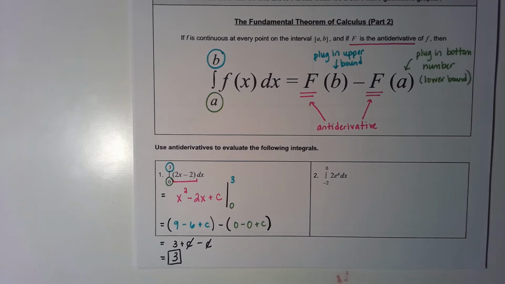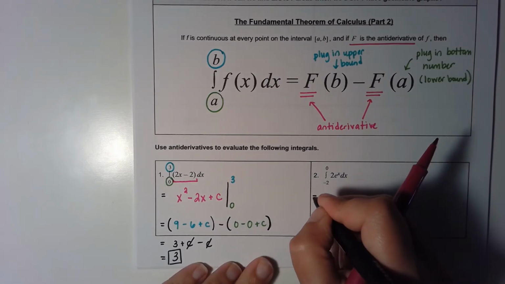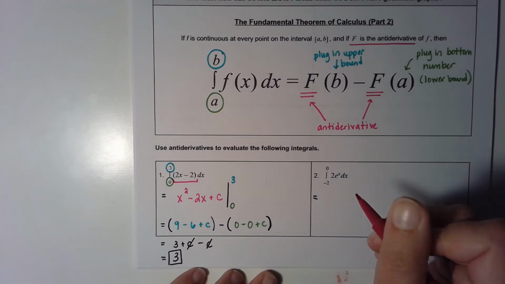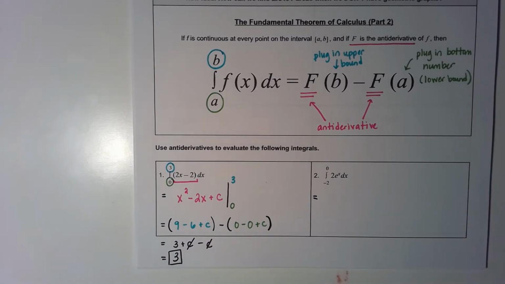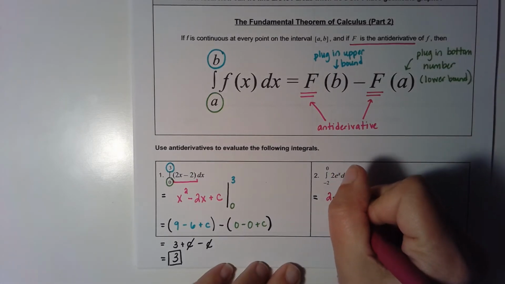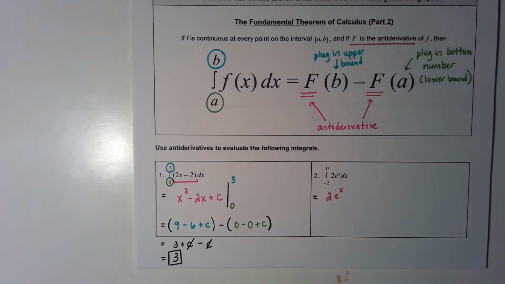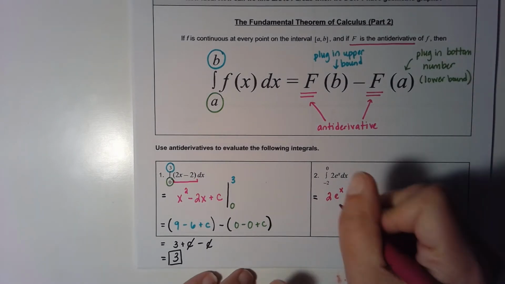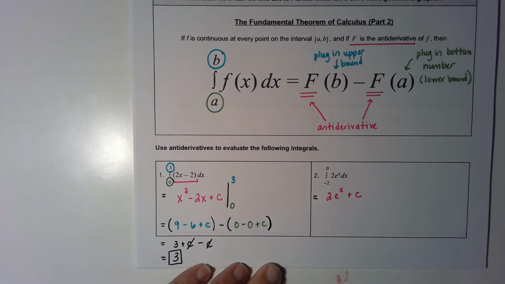Okay, let's try another one. Number 2 says, find the integral from negative 2 to 0 of 2 e to the x. So step number 1 is going to be to find the antiderivative. The antiderivative of 2 e to the x is going to just be 2 e to the x, because the antiderivative of e to the something is just e to the something, and then you're going to put plus c.